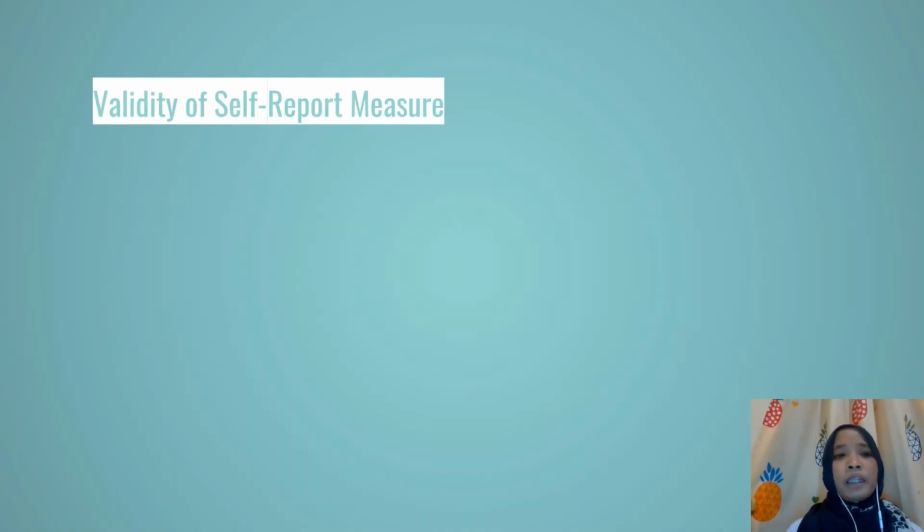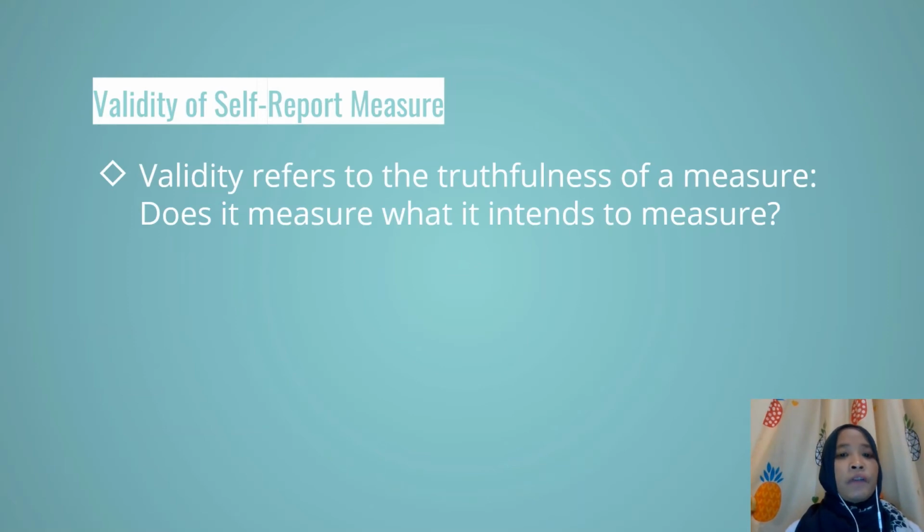Another term besides reliability that we have to really pay attention to about our measure is validity. Validity refers to the truthfulness of a measure. Does it really measure what it intends to measure? So it's not the consistency, but the truthfulness. Is it really measuring something that we want the measure to measure? So if we want to measure intelligence, does the test really measure intelligence?